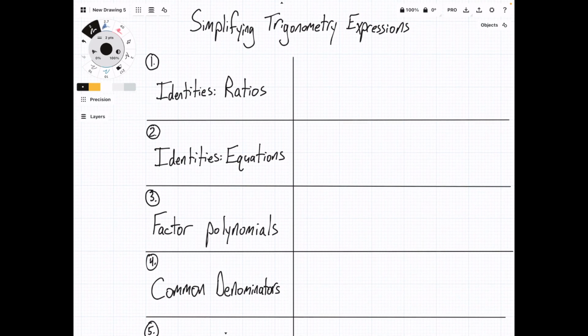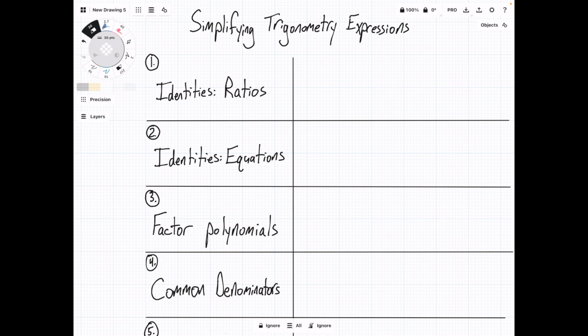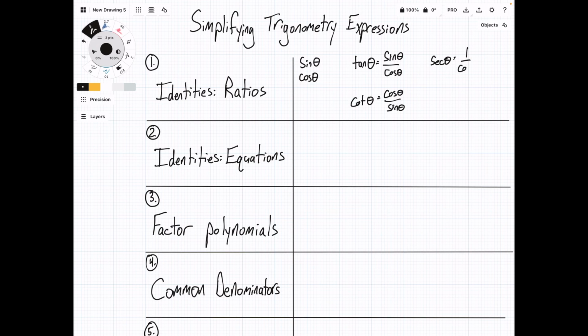To start off, the first tip is to use the trig identities, specifically the ratios. Our base trig functions are sine theta and cosine theta, so these aren't really the ones I'm talking about. The ratios are going to be the other functions, which is tan theta equals sine theta over cosine theta, cotan theta equals cosine theta over sine theta, secant theta equals 1 over cosine theta, and cosecant theta equals 1 over sine theta.